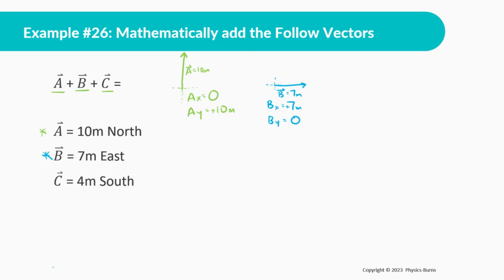Okay. And now let me use a different color. I'll do purple for C. So C is 4 meters south. So it should be looking something like this. Vector C equals 4 meters. And then C sub X, again, C is not going to the left or to the right at all, so I'm just putting this at 0. And C sub Y is going down 4, so I'm putting negative 4 meters.